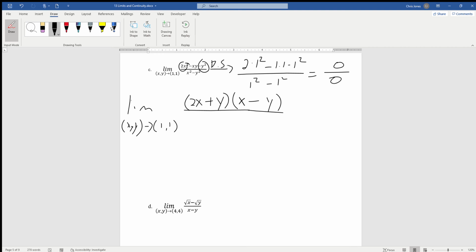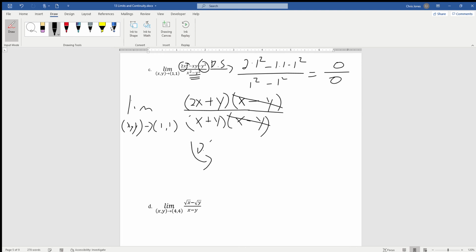And of course you could FOIL that out just to verify. It should work. In the last example we saw the difference of squares. So we can factor this x squared minus y squared into x plus y, x minus y. And now we get some good news because the x minus y's cancel out. And now we can try direct substitution.